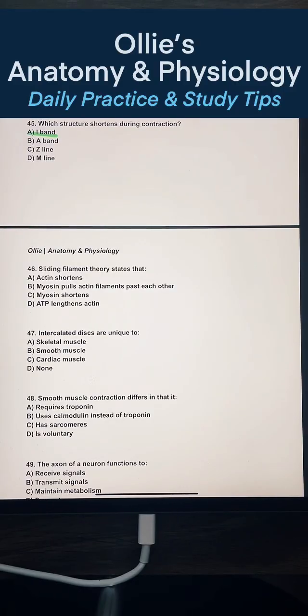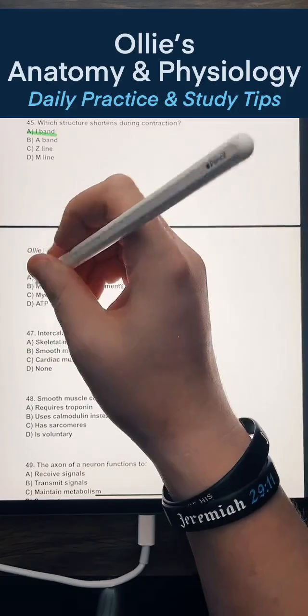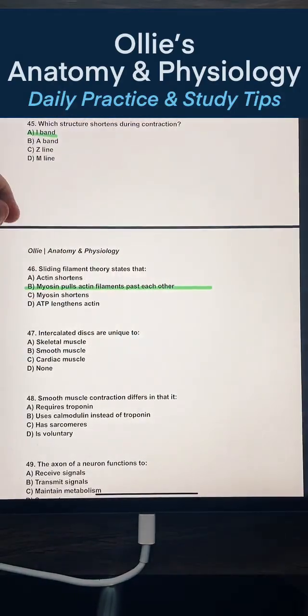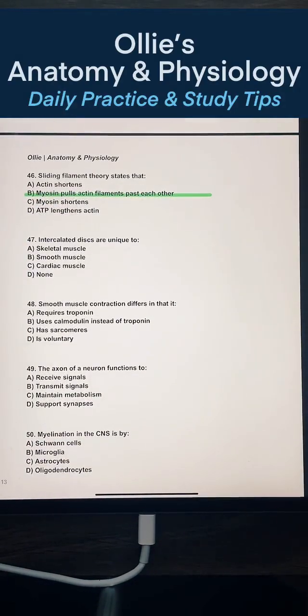Number 46. The answer is B. Myosin pulls actin filaments past each other. Myosin heads again attach to actin. They shorten the sarcomere.